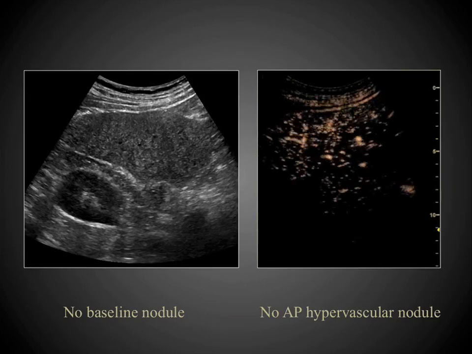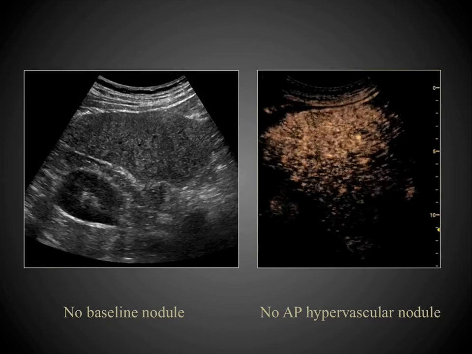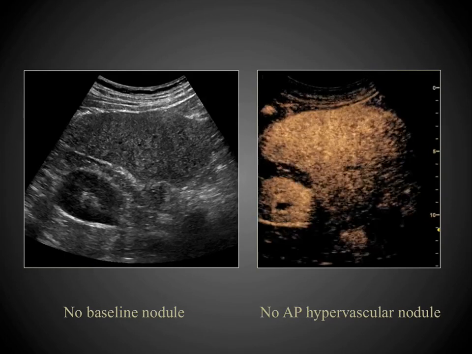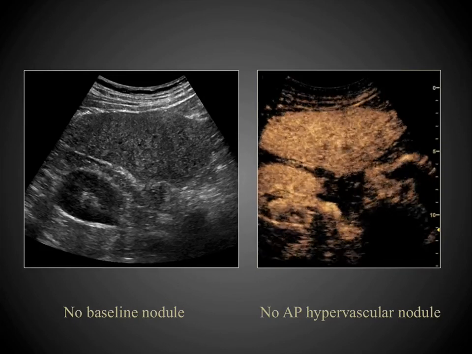CEUS can resolve vascular shunts from CT and MR. In this case, baseline ultrasound does not show a corresponding nodule, and there are no hypervascular nodules in the arterial phase.